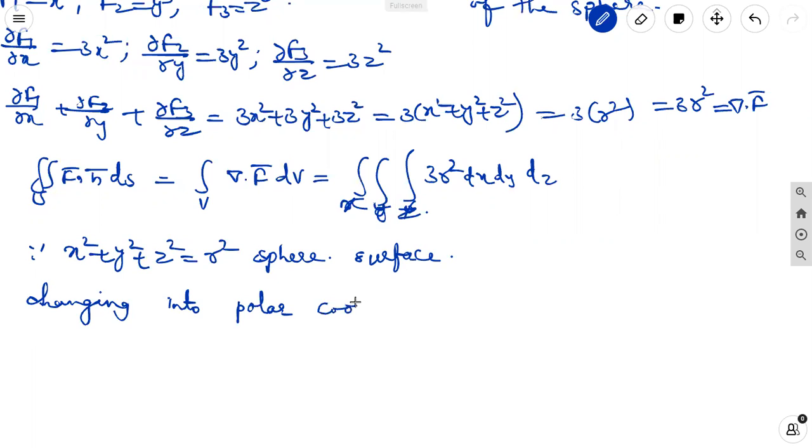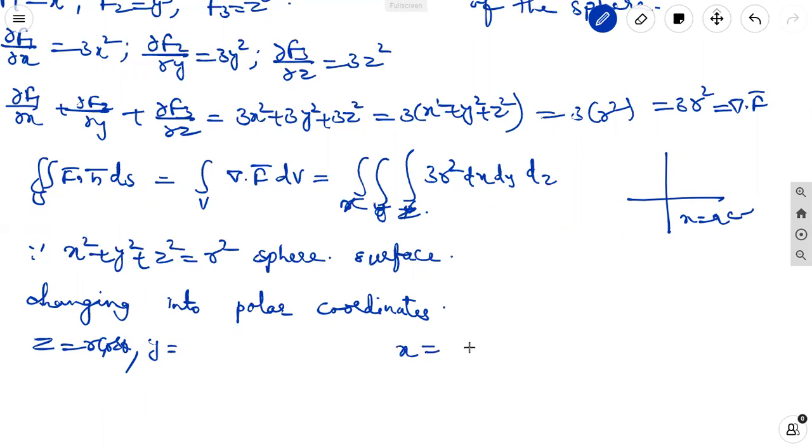In the polar coordinates, how can we take the x, y, z values? Here, first we take z equal to r cos theta. Why? Because in general, x equal to a cos theta, y equal to a sin theta. Here z equal to r cos theta. For x and y, the angle is the same.